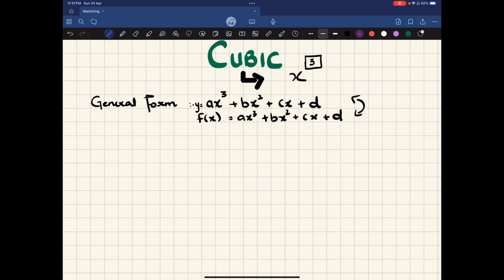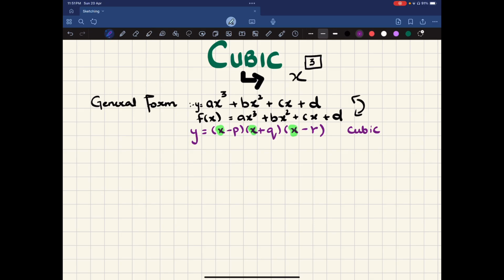Sometimes they will give you the cubic function in factorized form. So for example, y is equal to (x minus p)(x plus q)(x minus r). This is also a cubic function, because once you expand and multiply, when x is multiplied 3 times, you're going to get x cubed as the maximum power of x.